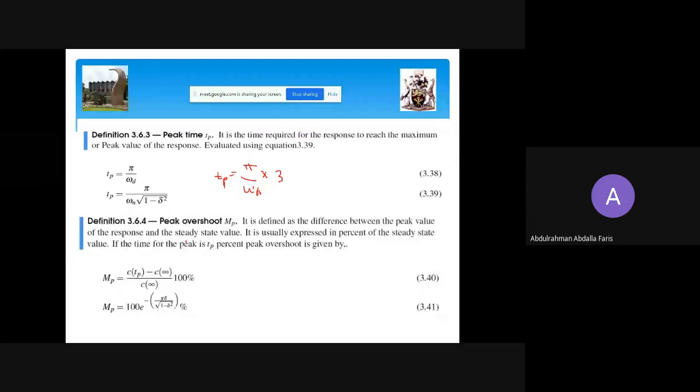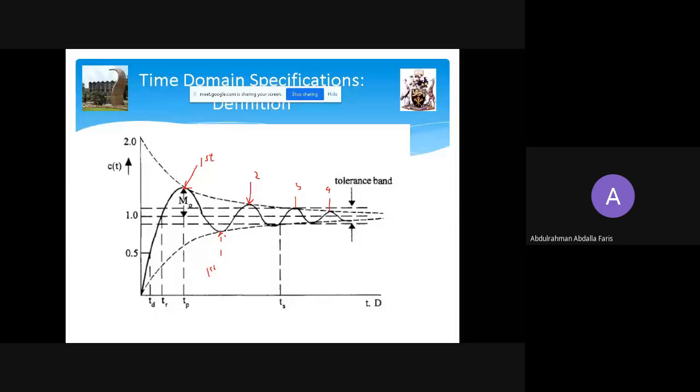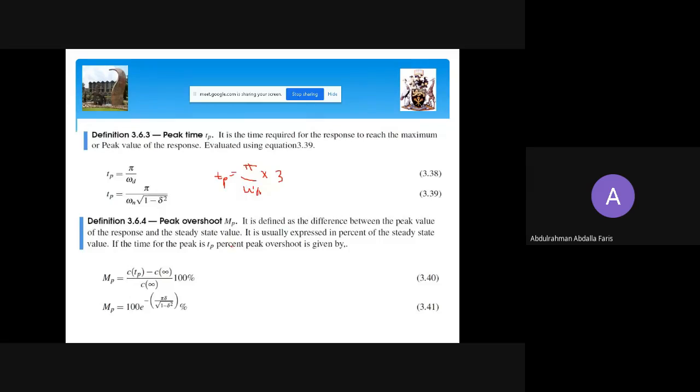Peak overshoot is defined as the difference between the peak of the response and the steady state. This value here, minus this value, so this is MP. Peak overshoot MP is defined as the difference between the peak value of the response and the steady state value. Normally this is expressed in percentage.